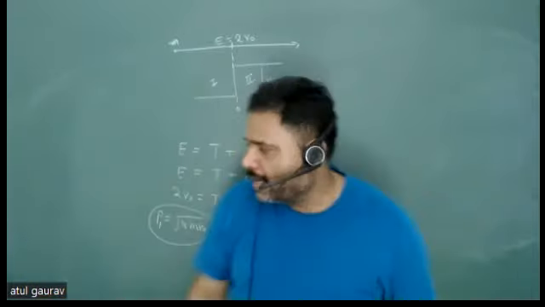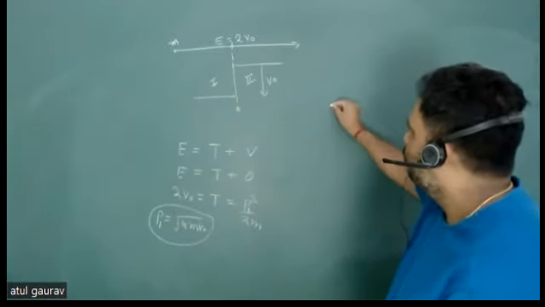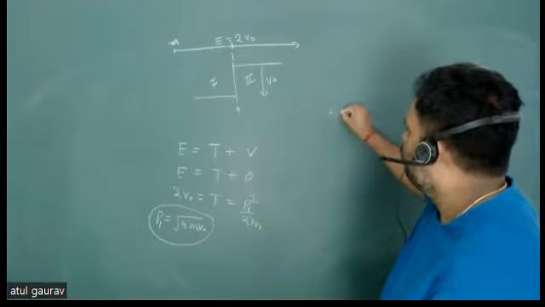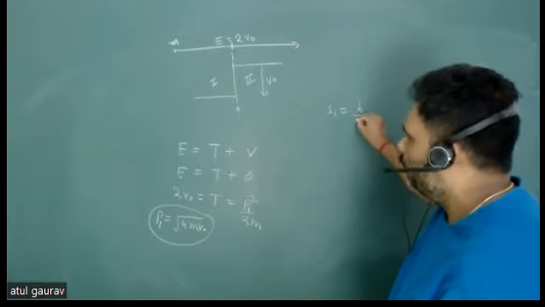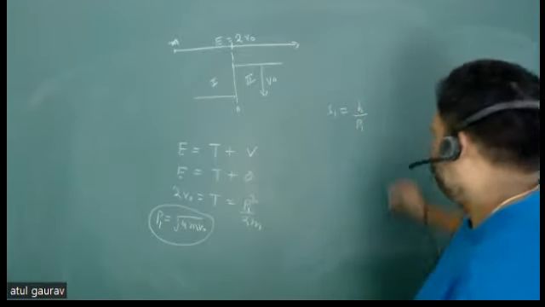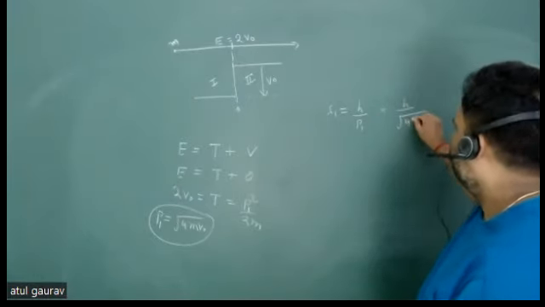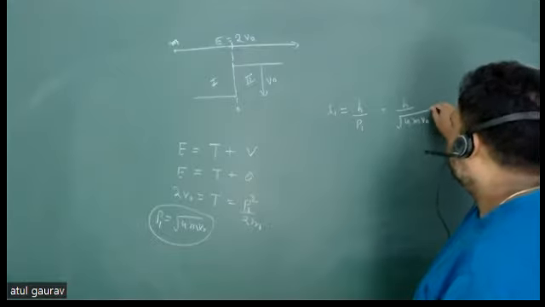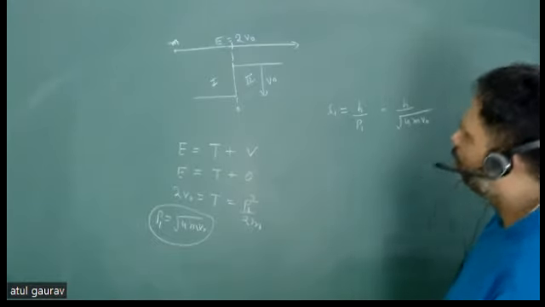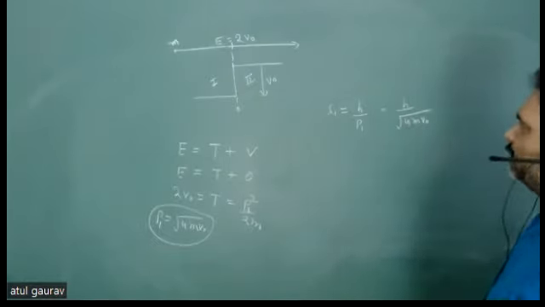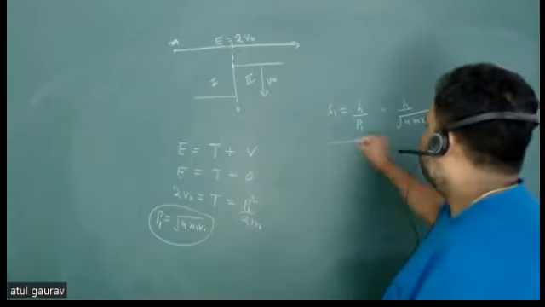And what is your de Broglie wavelength in region 1? Lambda 1 is equal to h upon P1, which is h upon root of 4mV0. This is the de Broglie wavelength in region 1. Now let us go to region 2.